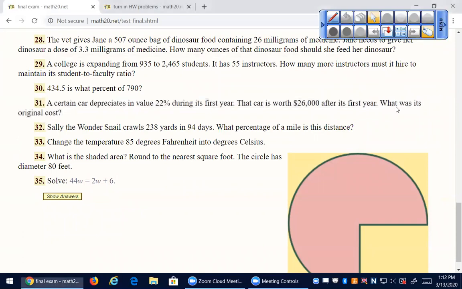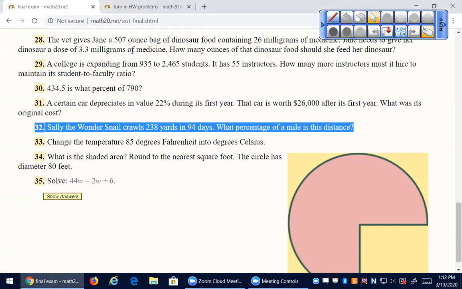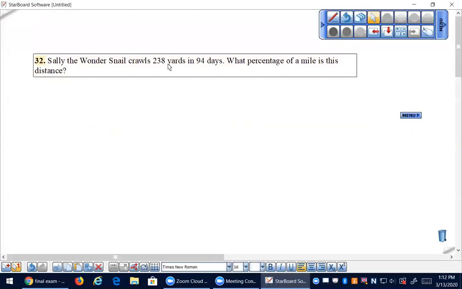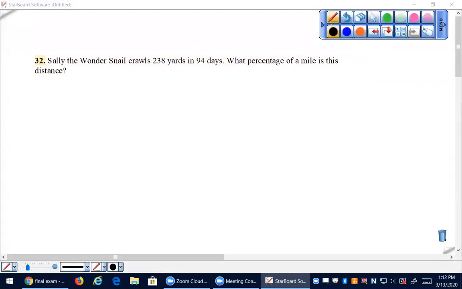Should we do 32? Let's do 32. What percentage of a mile is 238 yards? Remember our general percent sentence, the fill-in-the-blanks Mad Libs kind of problem. So what numbers go where?